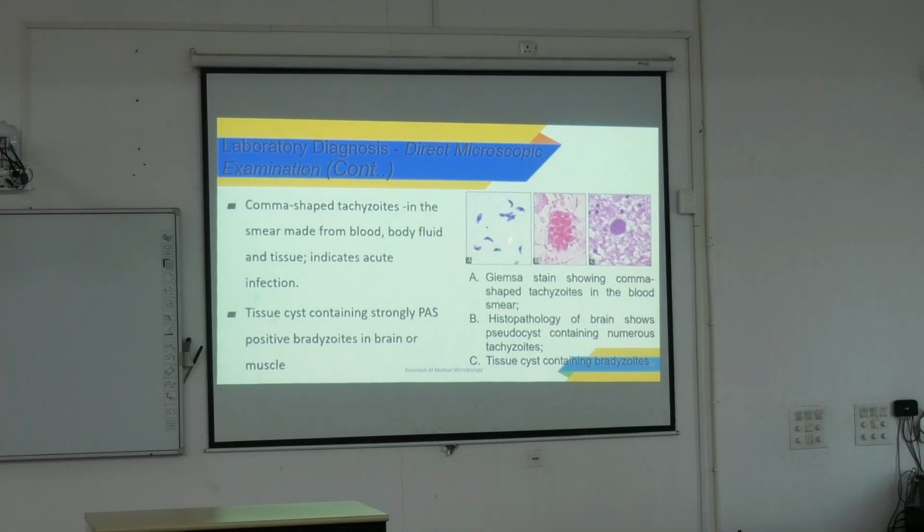So these are the GMS stains showing comma-shaped tachyzoites; smears made from blood, body fluids and tissue indicate acute infection. GMS stains also show tissue cysts containing strongly PAS-positive bradyzoites. Histopathology of the brain shows pseudocysts containing numerous tachyzoites, and these are the tissue cysts containing bradyzoites.